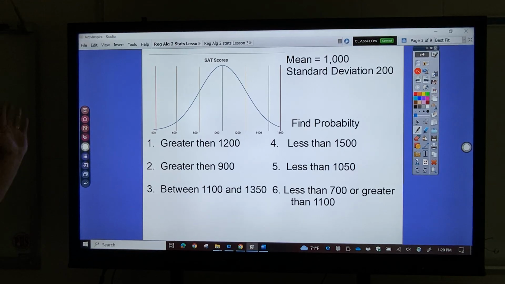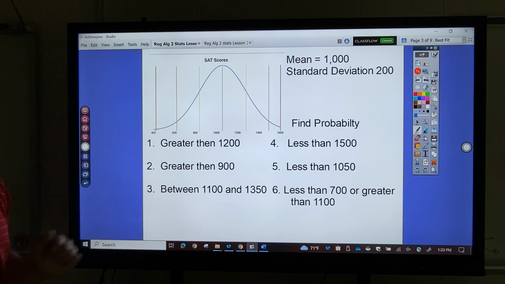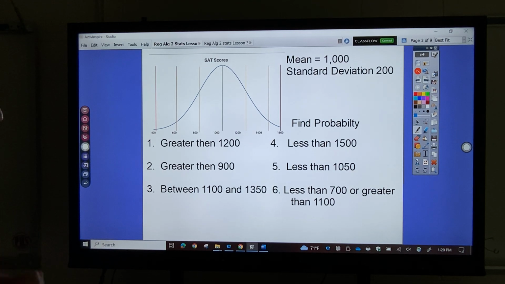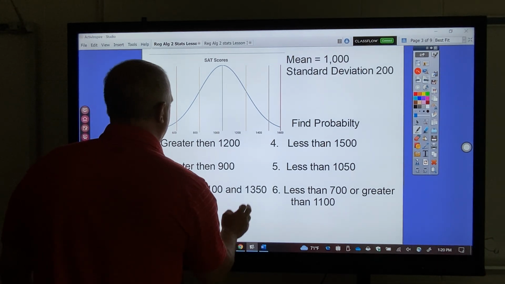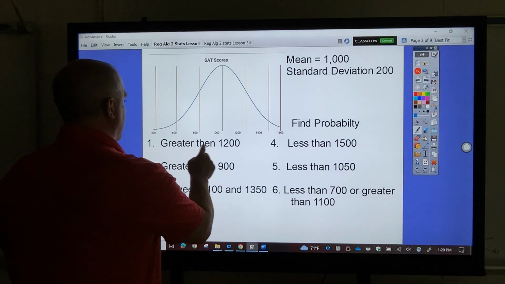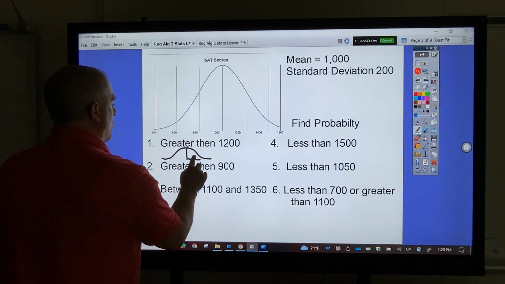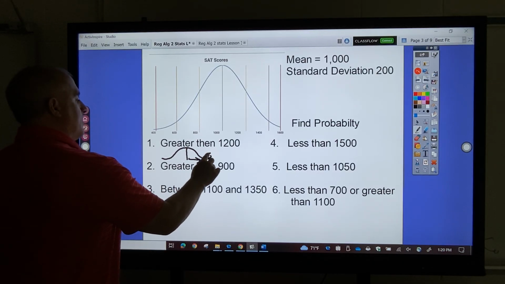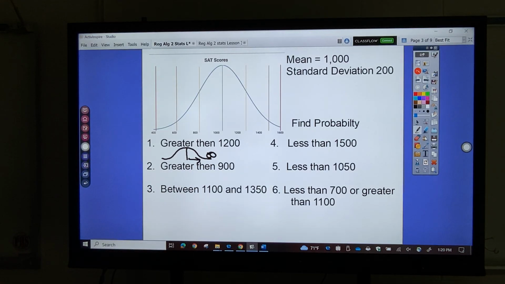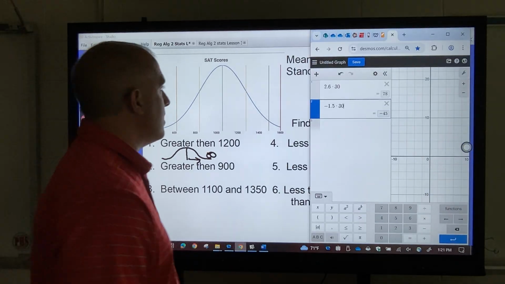Okay? Now, let's talk about this. Let's say we have SAT scores, and they ask, what is the probability? We're finding all the probabilities that something's greater than 1,200. Now, here's what we have to understand about what greater means. Greater means I would go to the right. So this is going to be positive infinity going that way. Now, let me show you how you do this.